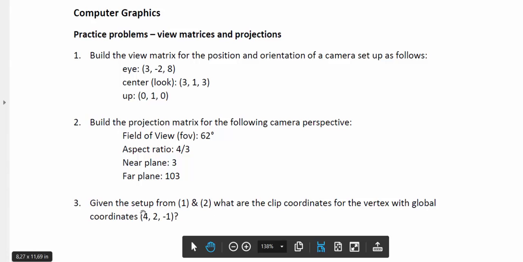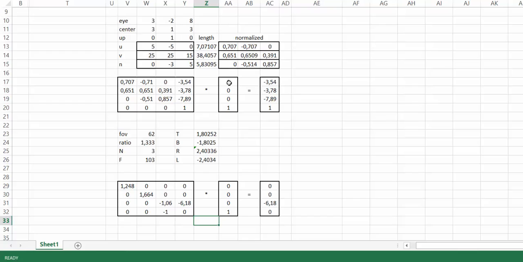So the way to go from global coordinates to clip coordinates is simply to multiply with both of those matrices. So 4, 2, minus 1. Let's go here and say we have 4, 2, minus 1. So we take the view matrix, multiply that with the global coordinates, and we get the I coordinates. I say this equals this, this equals this. So we're simply moving our current I coordinates down here, and we say we now multiply the I coordinates with the projection matrix, and we get this.